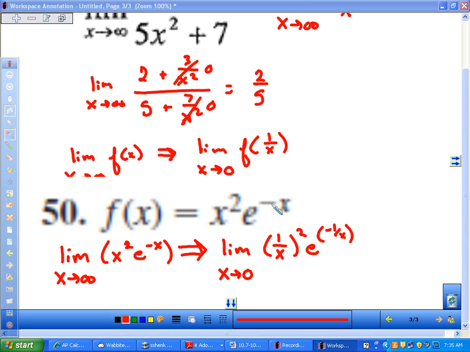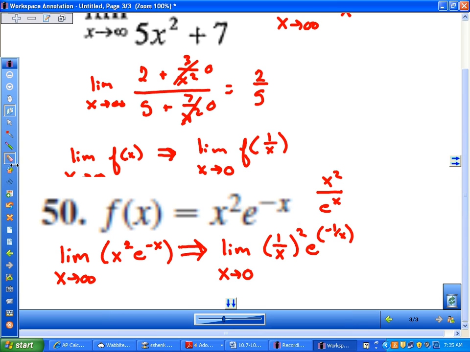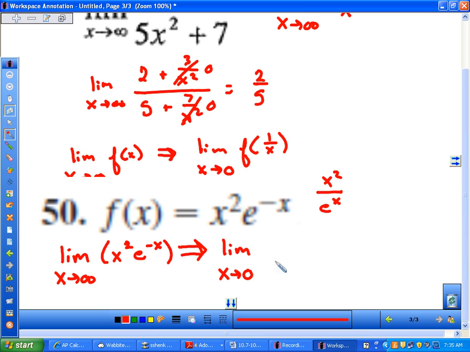Let me do this first here. What do negative exponents do? What would be a way of me writing e to the negative x without using a negative exponent? Very good. 1 over e to the x. So this is x squared over e to the x. So let me look at it that way then. And now I replace my x with 1 over x. So this would be 1 over x squared divided by e to the 1 over x.